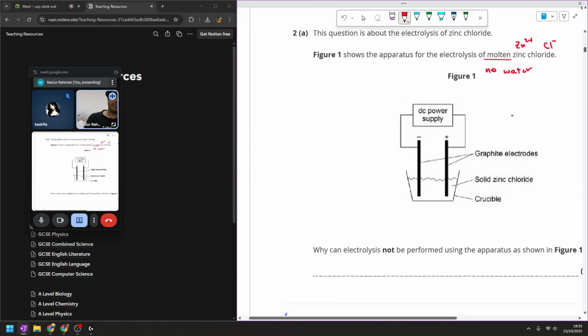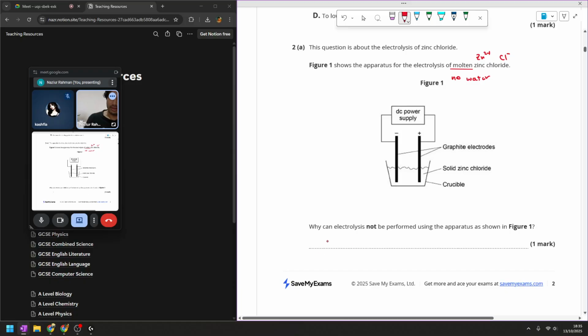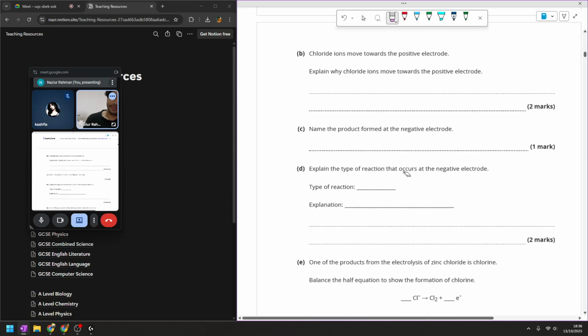Right? So why do we need molten zinc? Why can electrolysis not be performed using the apparatus shown here where they have solid zinc chloride? So you can say a solid ionic compound cannot conduct electricity. And since they cannot conduct electricity, we don't have a complete circuit. So the electrons can't flow from one side to another, which is why we can't do electrolysis. So we need to melt it.